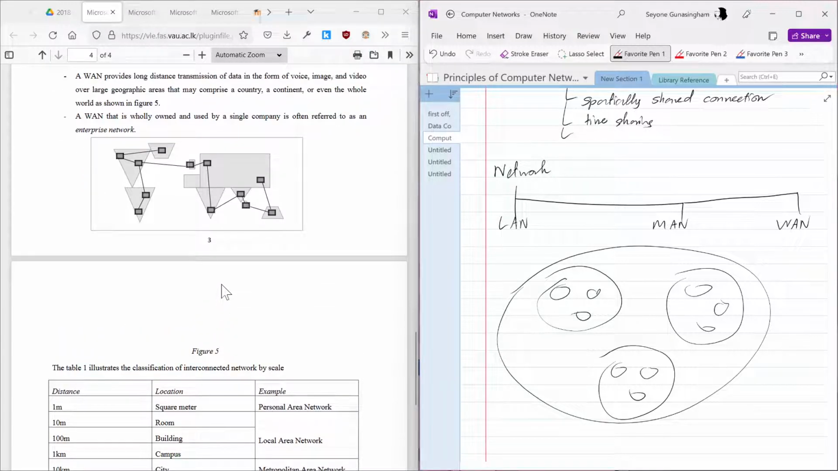A WAN that is wholly owned by a single company is referred to as an enterprise network. Now, the point to note here: with the internet, as long as you have the infrastructure and a means to access it, anybody can connect to the internet and access public resources like websites. I'm not talking about ISPs and stuff. But imagine the university network.